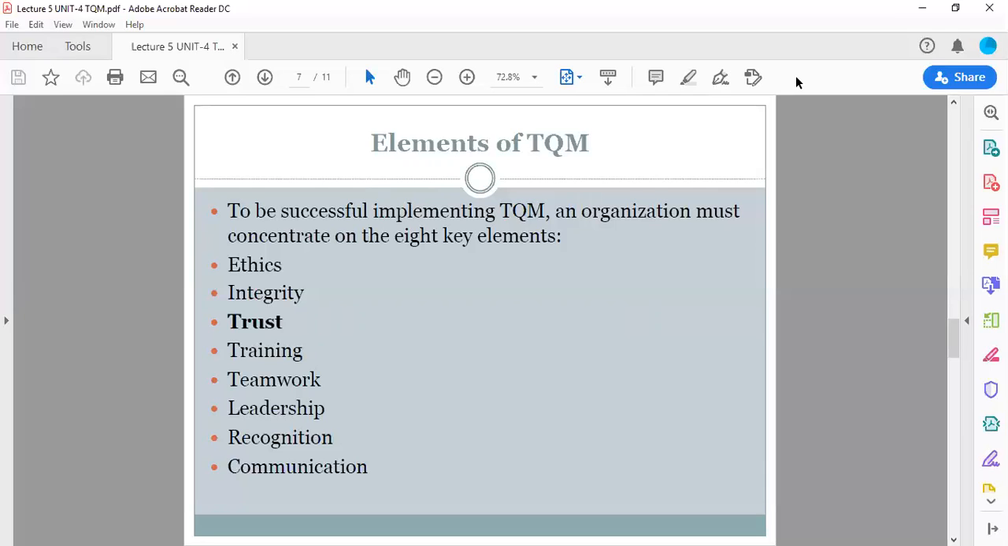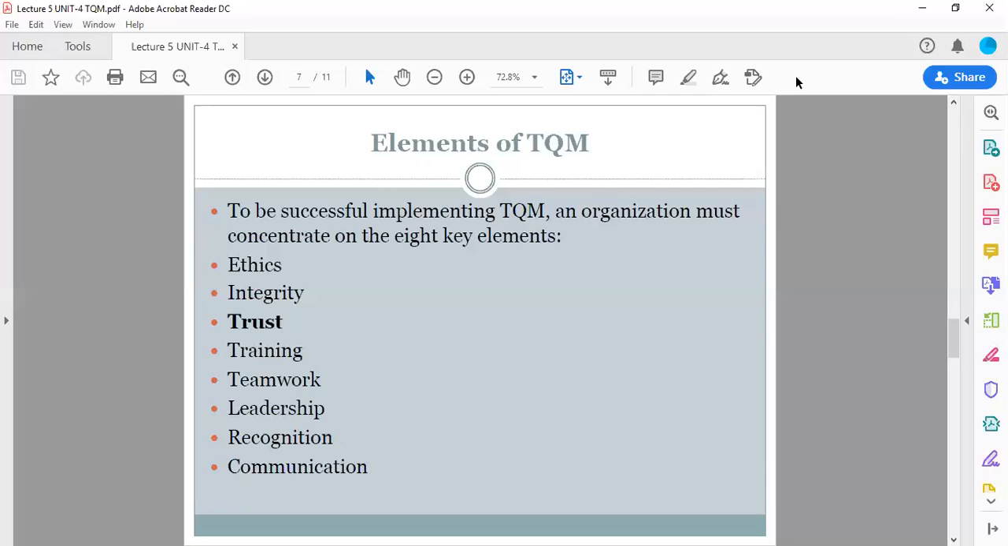Okay, next is the teamwork. Every person must be comfortable in order to do his best. And how can we get his best? By forming the team. So teamwork is also important for TQM.